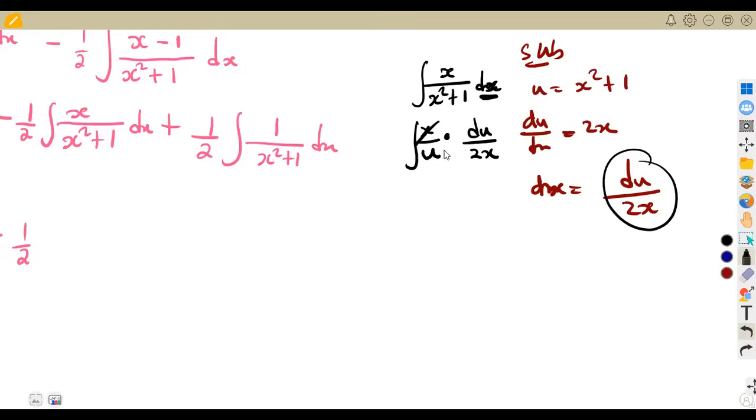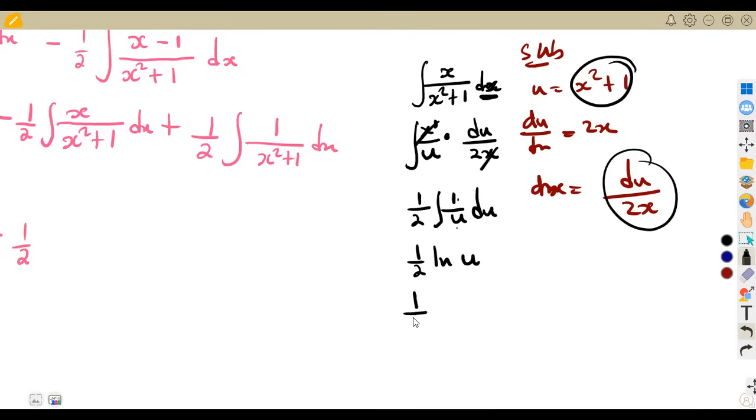So that's why I'm saying the x and the x are going to cancel. You're going to take 1 over 2 out of the integral. So it's going to be 1 over 2, the integral of 1 over u with respect to u. And we have been talking about this integral of 1 over u. It gives us a ln. So it's going to be ln u, and our u is represented by x squared plus 1. So it's 1 over 2, the ln of x squared plus 1.